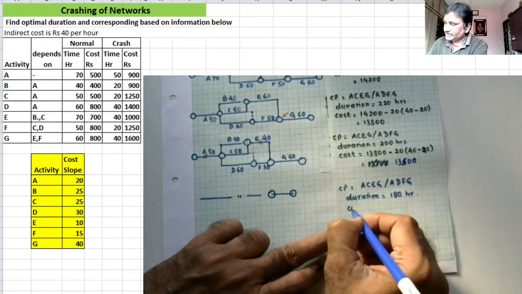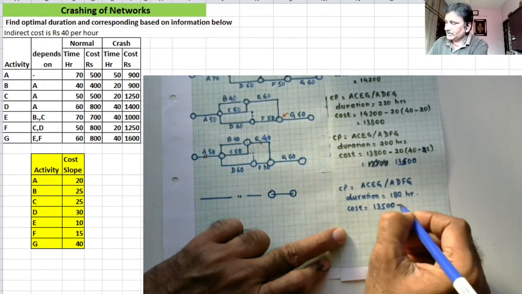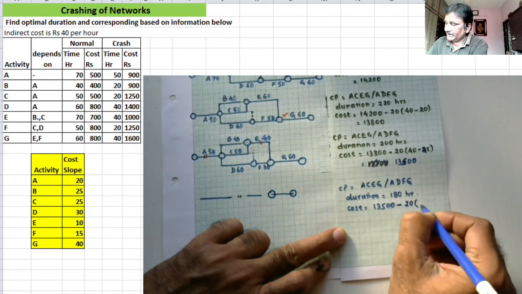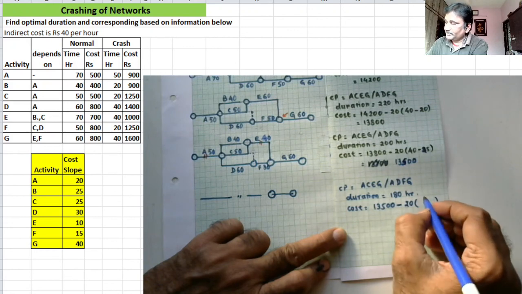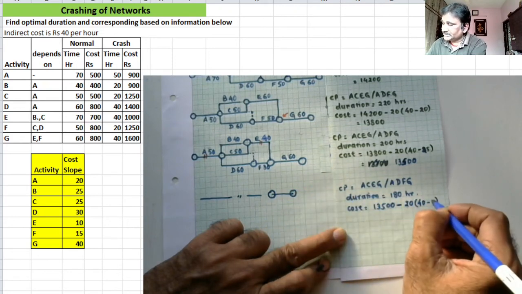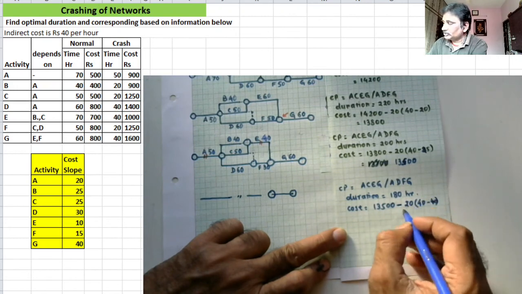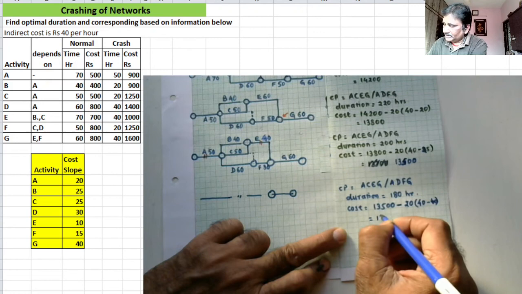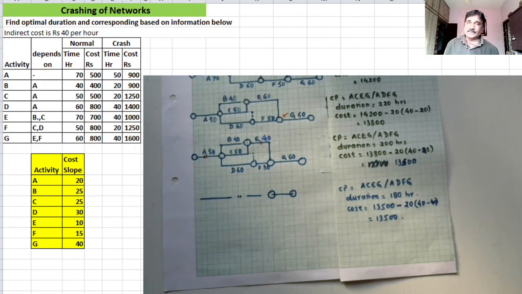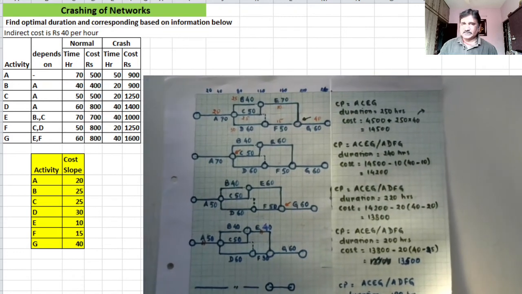And what is new cost? Cost is equal to earlier cost 13,500 minus how many hours you have saved? 20. And what is the net saving per hour? It is indirect cost is rupees 40, and crashing cost for the activity you have crashed is 40, right? 40 minus 40. So this is zero. There is no saving. So the cost is 13,500, right? But project will get completed in 180 hours, right? That is how you will be crashing the network.